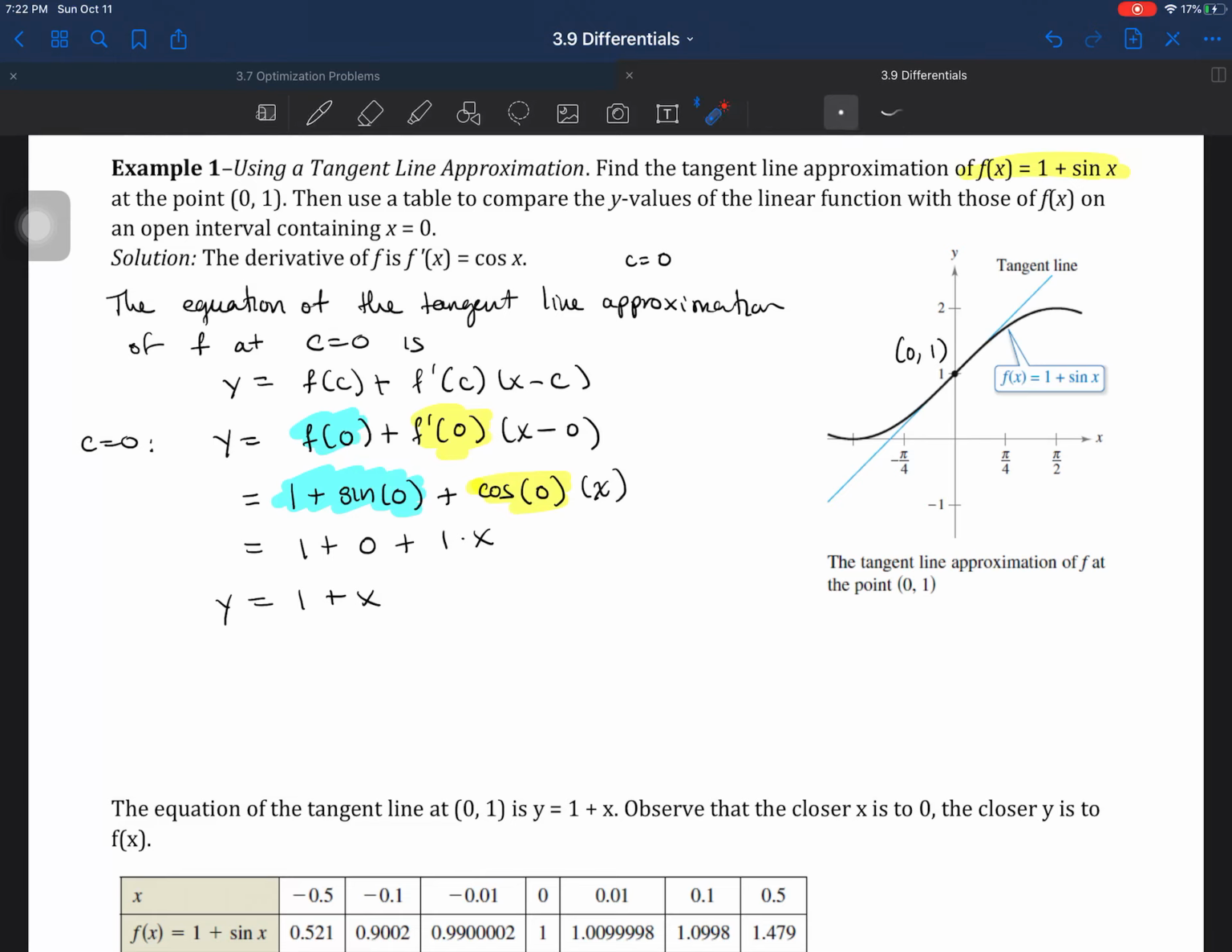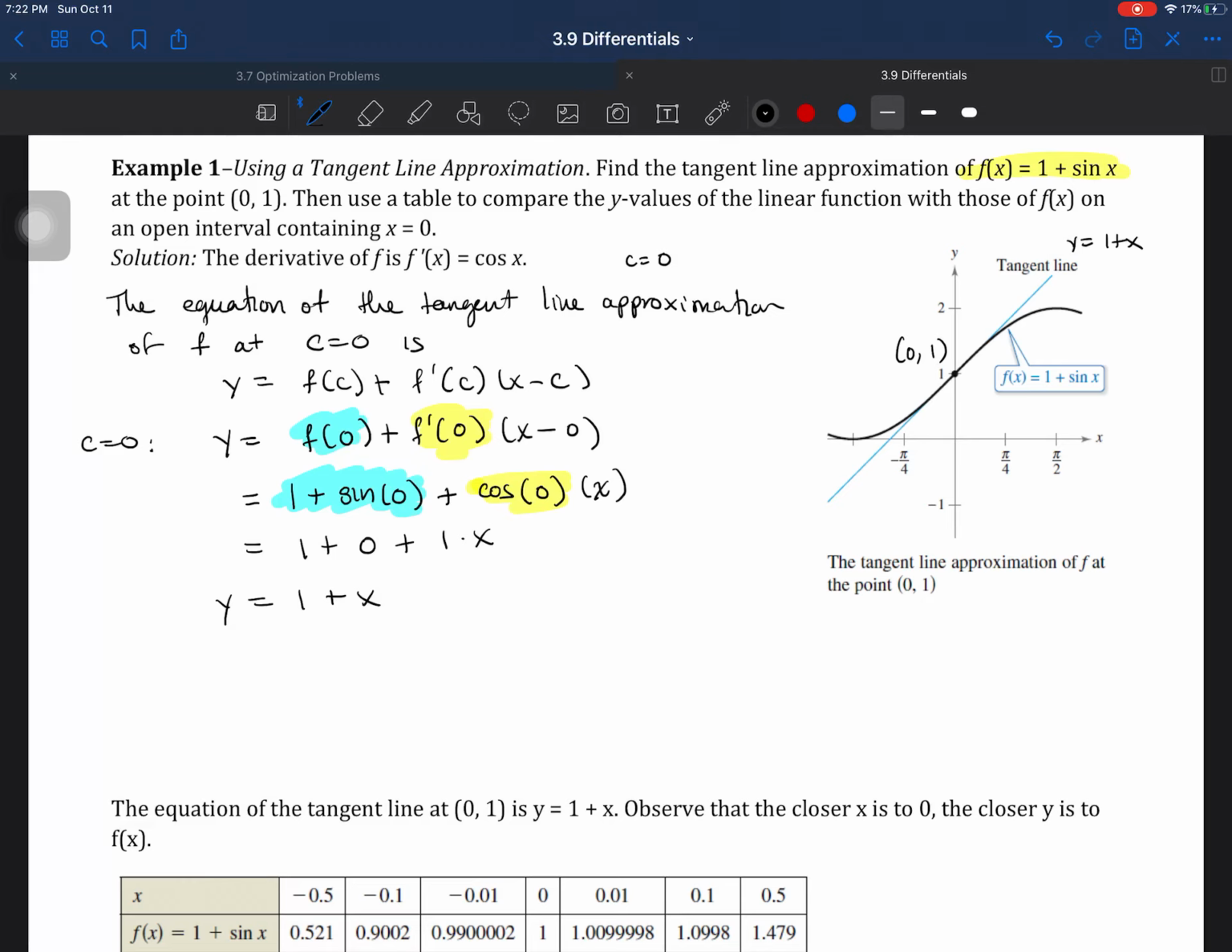Furthermore, we can see here, we can simplify this. 1 plus sine of 0. Sine of 0 is 0. And cosine of 0 is 1. So 1 times x. So you have 1 plus 0 plus 1x gives you 1 plus x. And we found the tangent line. So that tangent line is the equation y equals 1 plus x, right?